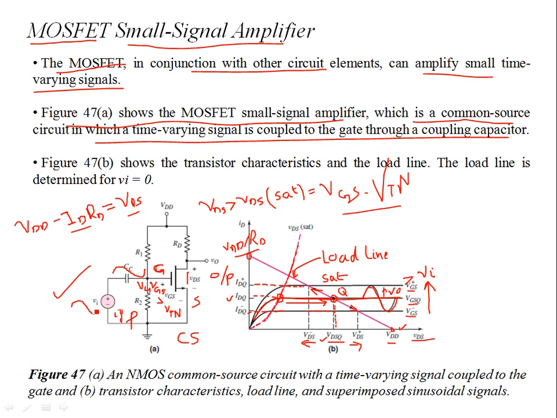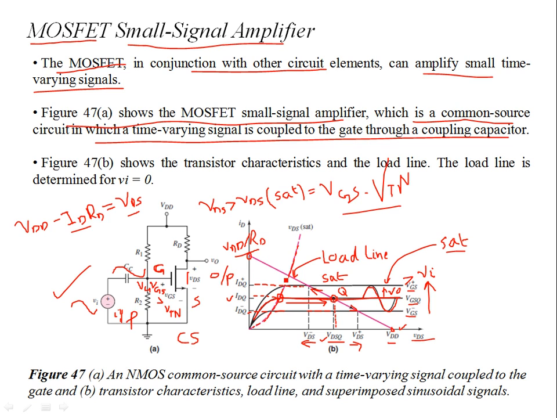So the MOSFETs can also be used for amplification purposes, and as you can see, this amplification has to be done in the saturation region. So the transistor must be biased in the saturation region in order for it to be used as an amplifier.